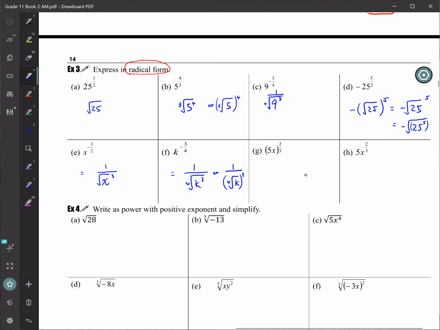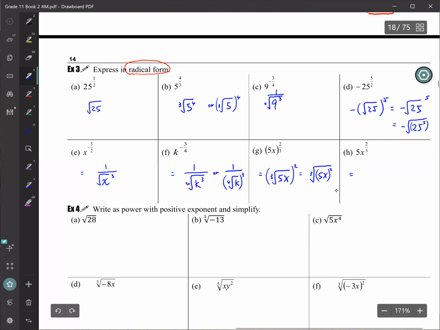Okay, question G. Yoshi. Cube root of 5x, like this. And then bracket on the outside, 2. Okay, square. All right, so you can put a square there. If you want to put it inside, you can write it out like this, 5x, and have the bracket inside. So the square is affecting everything inside, right? The 5x.